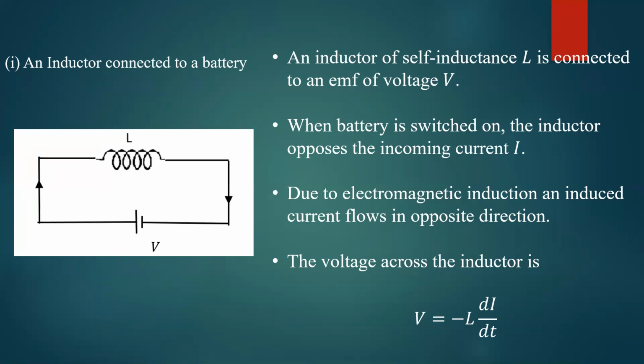If there is no change in current, if variation of current is not there in the circuit, then obviously the voltage across the inductor will be zero. So voltage across the inductor is present if and only if there is a variation of current. Remember this, and that is in accordance with Faraday's law. Okay, so three components you have to remember.